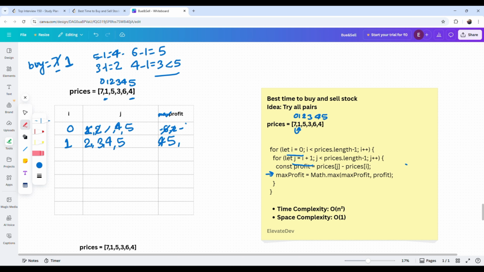From here our profit was coming in negative, so it was less than 0. Here my maximum profit is 5. Let's check what our maximum profit is moving forward.